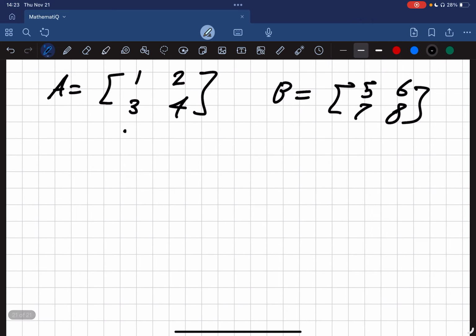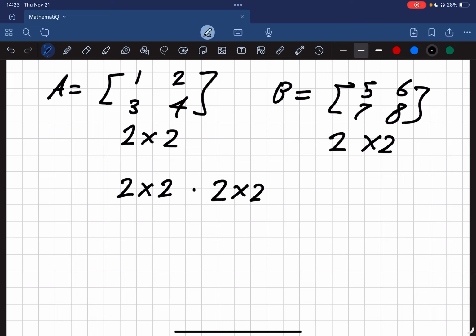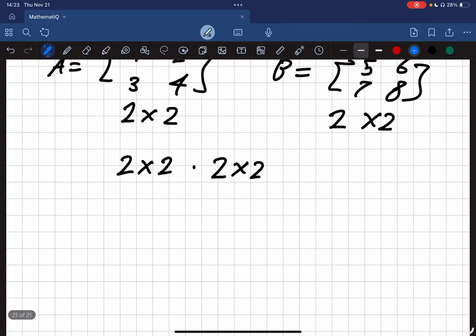Since this is a 2 by 2, something important to note is that if you put them together, we have a 2 by 2 and a 2 by 2, okay? And we're multiplying them. The way this is possible is because the number of columns in the first one is equal to the number of rows in the second matrix. If these are equal, then this is a possible multiplication. That means the solution to AB is possible, that means we can find AB in this case.